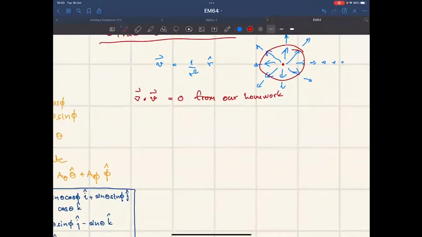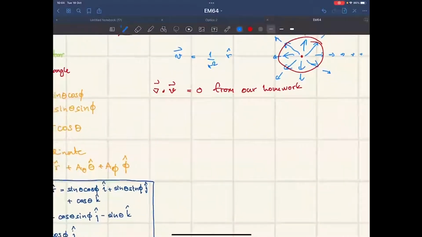If we just do it straightforwardly, we have 1 over r squared, d by dr of r squared times 1 over r squared. The r squared terms cancel each other out, and we have to take the derivative of 1, which is constant. So we basically get 0. This is our homework. So something is not right here.